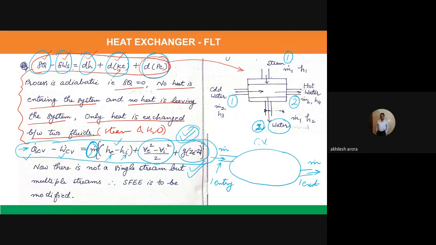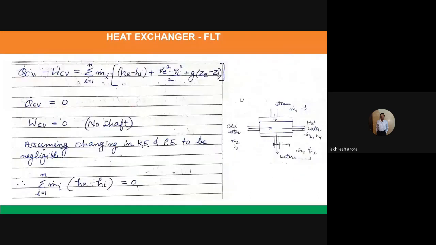Now we don't have to make much change in this. We can just add this term which shows the sum of all such mass flow rates which are either entering or leaving the control volume. This sigma is for i equal to 1 to n. It shows the sum over all such mass flow rates with the enthalpies, kinetic energy and potential energy of entering and leaving fluids. So we can now use this equation for a number of flows entering and leaving.